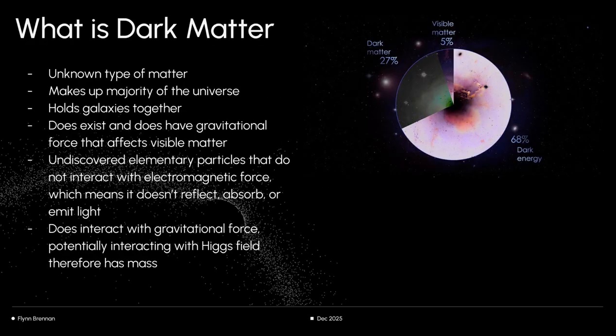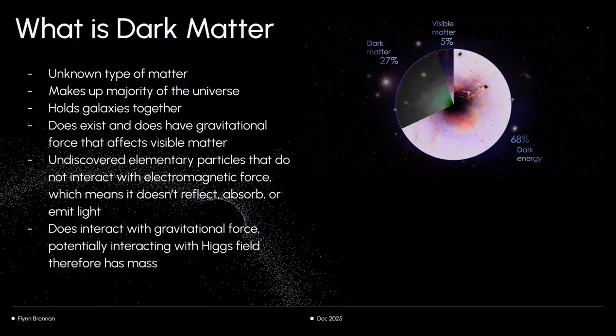So now, what is dark matter? Dark matter is an unknown type of matter that makes up the majority of empty space in galaxies and holds them together with its gravitational force, all while being completely invisible to us.